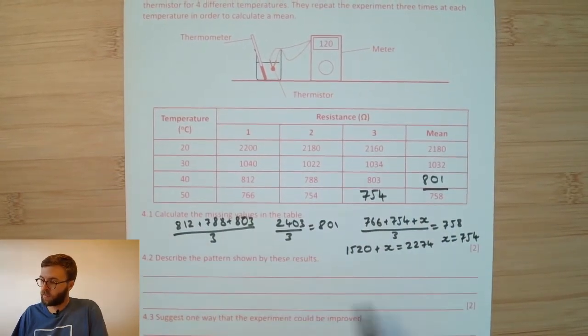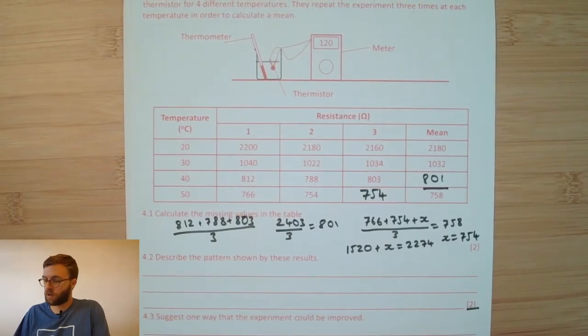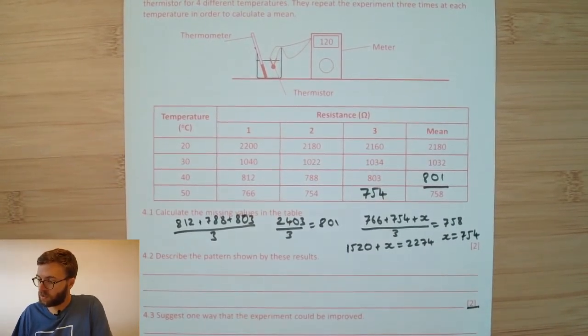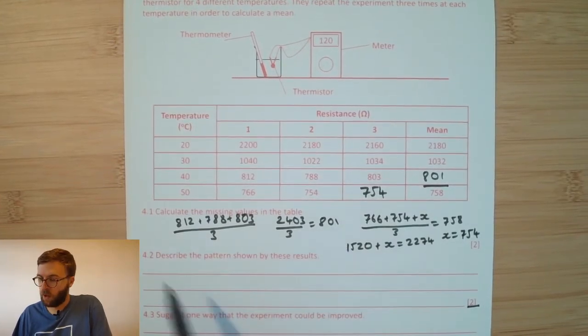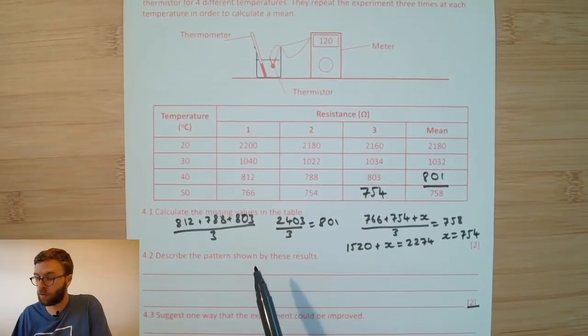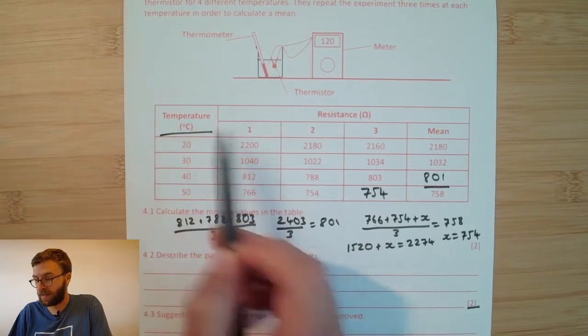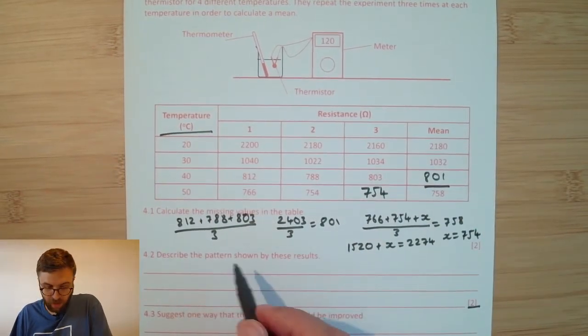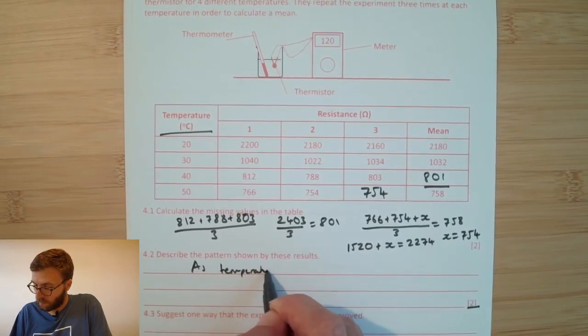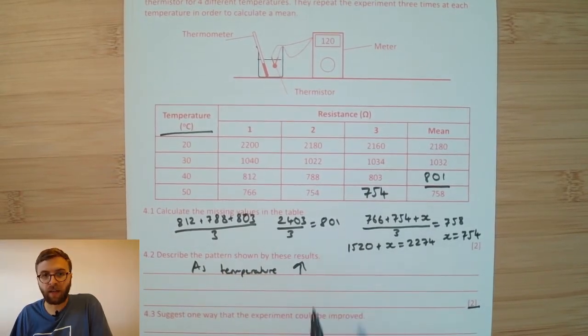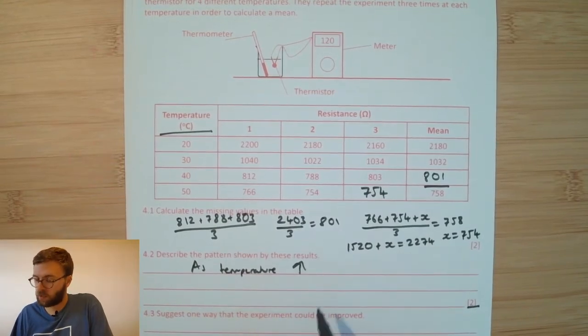Describe the pattern shown by these results. Now this is a 2-mark question, so it's not enough just to make a simple statement about which one goes up and which one goes down. When doing these questions, it's really important that you always refer to the values in the headings as well. So I would be saying that as the temperature increases, and again, I'm just writing it in shorthand, but make sure you write it out fully.